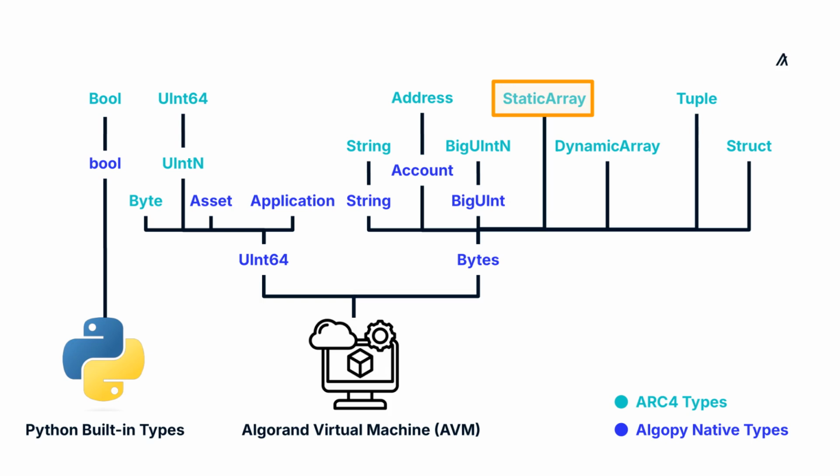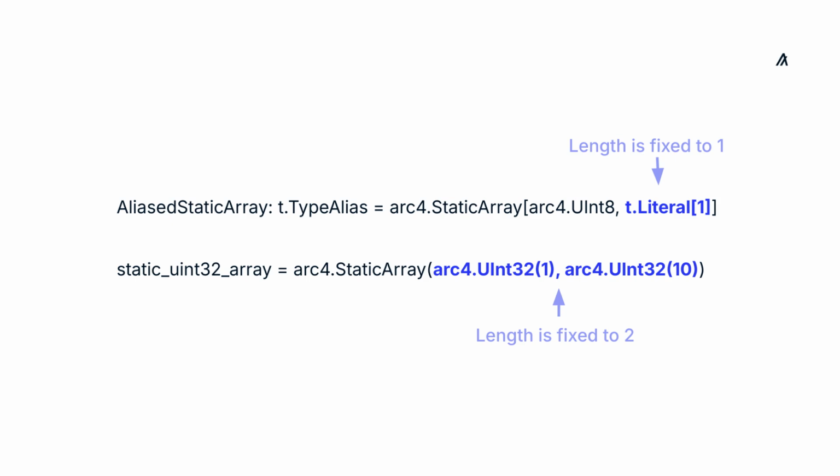ARC4 static arrays allow you to define an array with fixed size. This means you'll have to define the length of the static array on creation and cannot modify the length afterwards by appending or popping off values. Within a static array, you can only store ARC4 types.